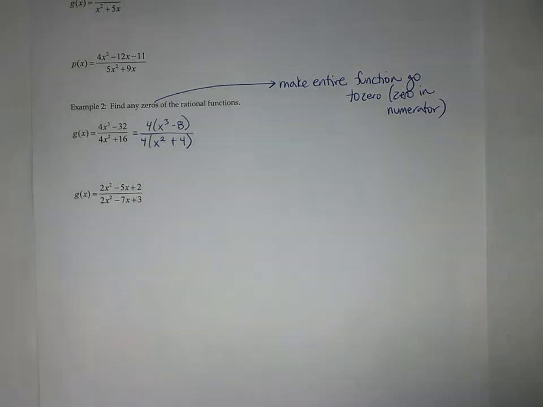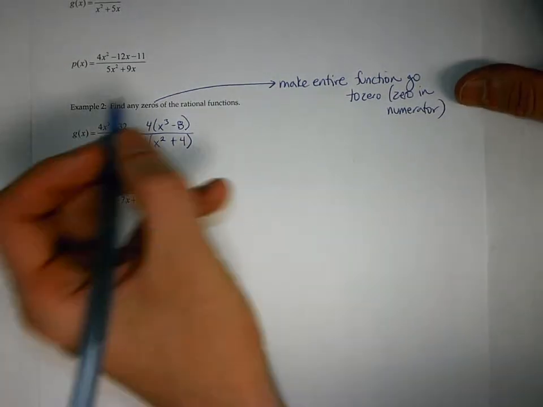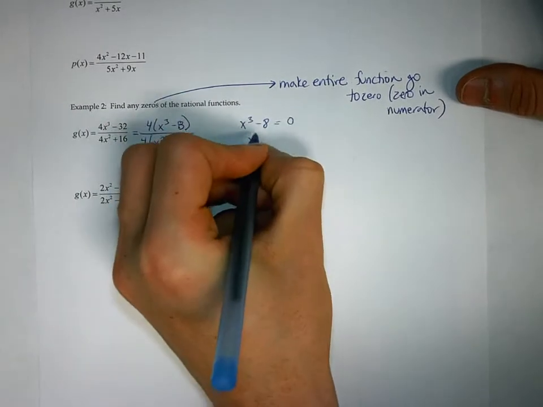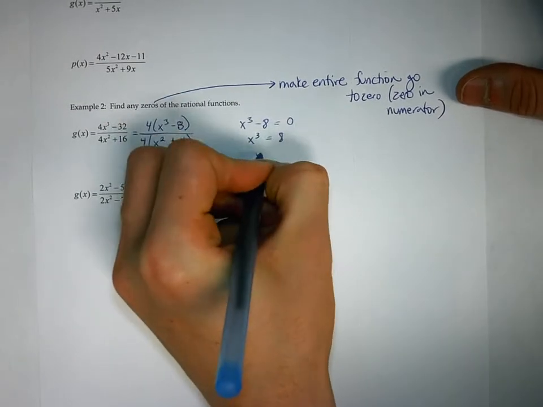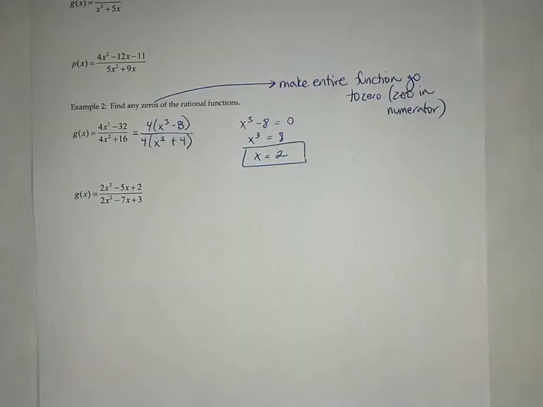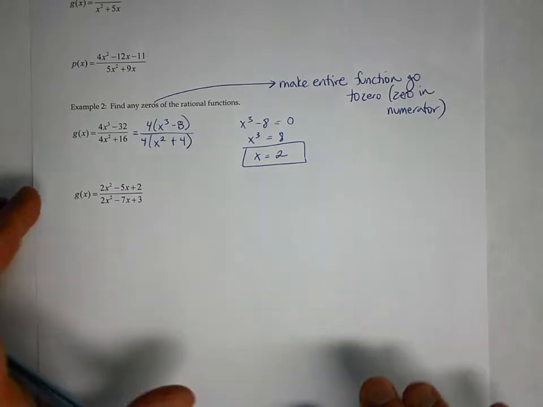So what we're going to do then is we'll set our numerator equal to 0. X cubed minus 8 is equal to 0. X cubed is equal to 8. So x is going to equal 2. So the one 0 that we have for this rational function is x is equal to 2.